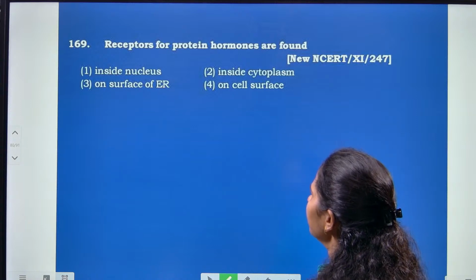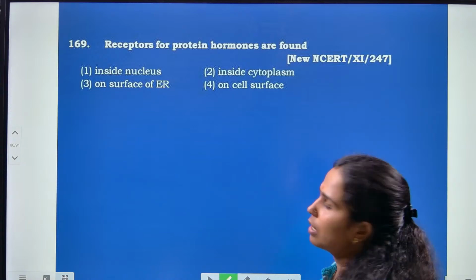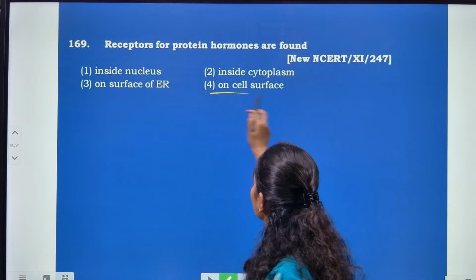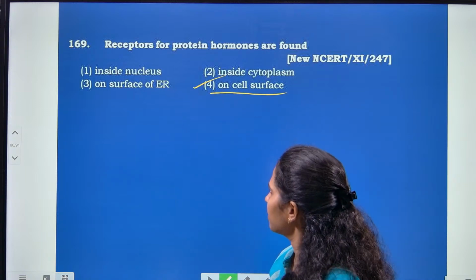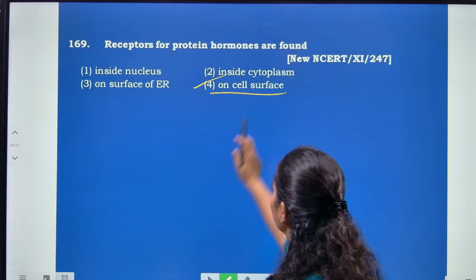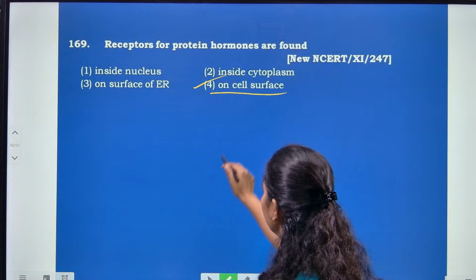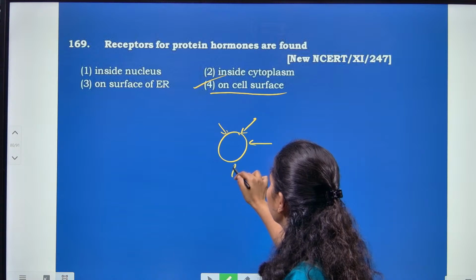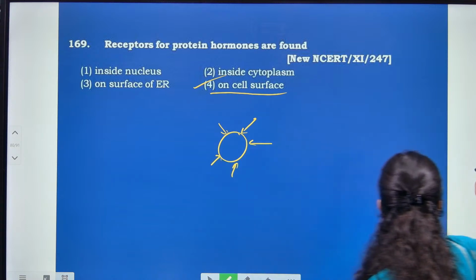Yes, the receptors for the protein hormones will always be present on the surface of the cell. They are present on the cell surface; they are not present inside the nucleus, on the surface of the endoplasmic reticulum, or inside the cytoplasm. The receptors for protein hormones are always present on the surface of the cell.